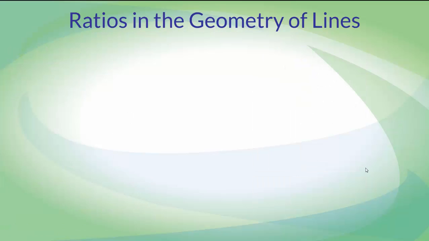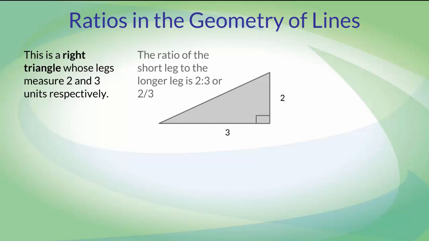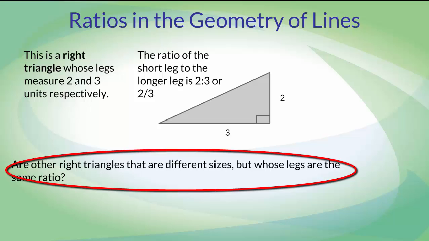Next, we'll look at ratios in the geometry of lines. Here we have a right triangle whose legs measure 2 and 3 units respectively. The legs of the right triangle form the right angle. In this situation, the ratio of the short leg to the long leg is 2 to 3, or as a fraction 2/3. Are there other right triangles that are different sizes but have the same ratio?